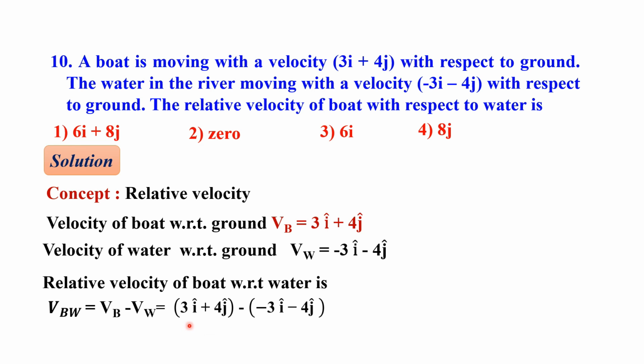So 3i cap plus 4j cap minus of minus 3i cap minus 4j cap. That is equal to 3i cap minus of minus, plus 3i cap, 6i cap, and 4j cap minus of minus, plus 4j cap, so 4 plus 4, 8j cap. So the relative velocity of boat with respect to water is 6i cap plus 8j cap. So the first option is correct. Okay.